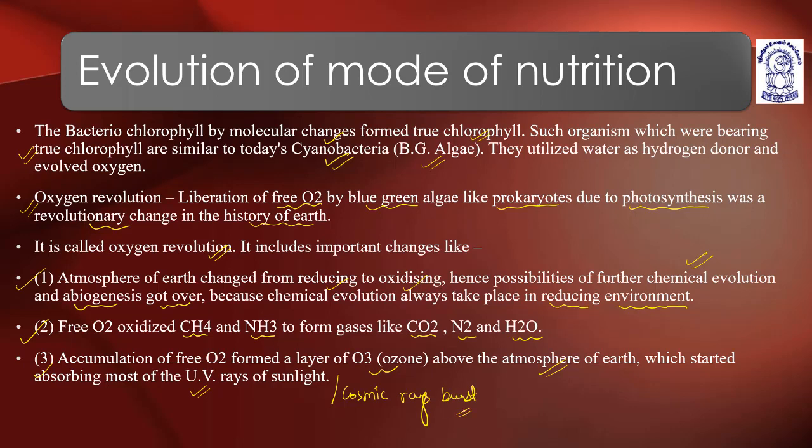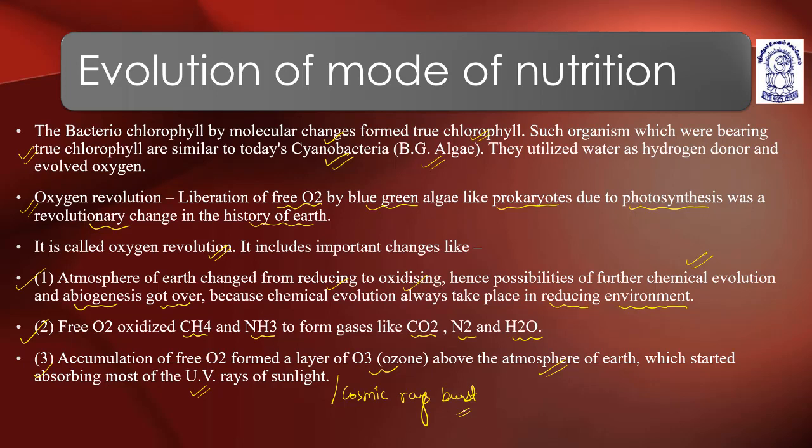So the moment oxygen came into existence in our atmosphere, these were the following changes. First, the atmosphere of Earth changed from reducing to oxidizing. So the possibilities of that chemical change, chemical evolution, drops down. Abiogenesis drops down, and now the life is going to form.